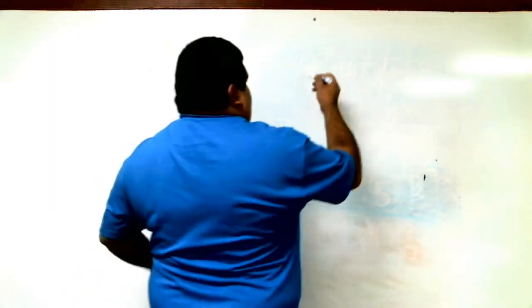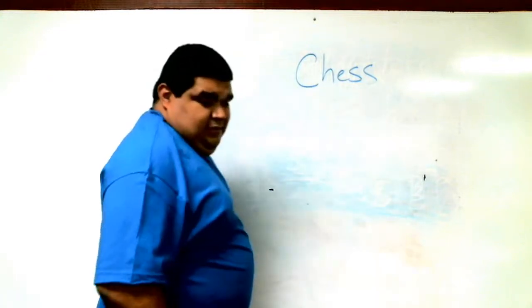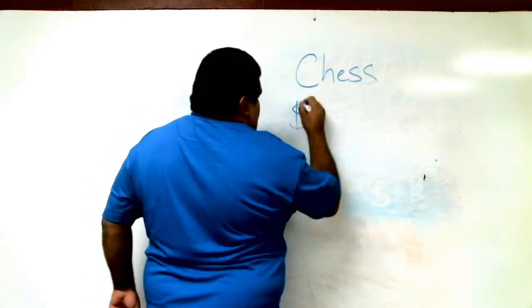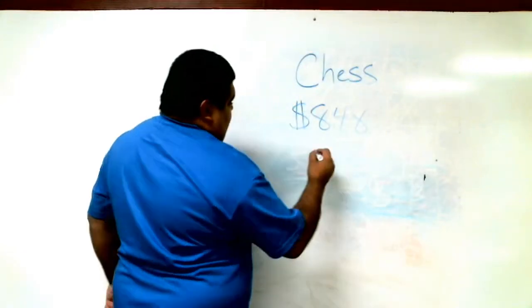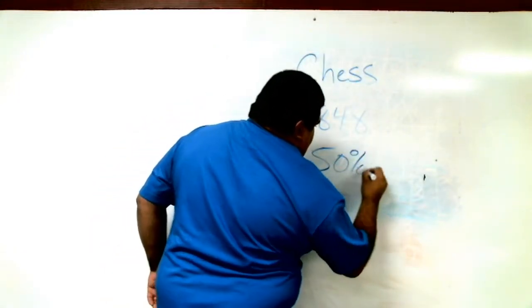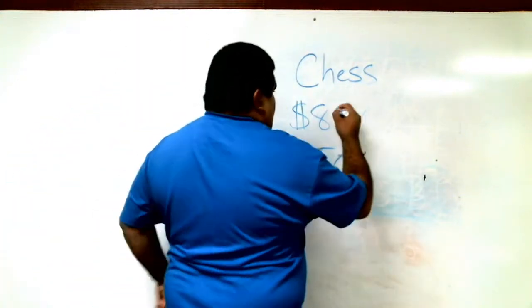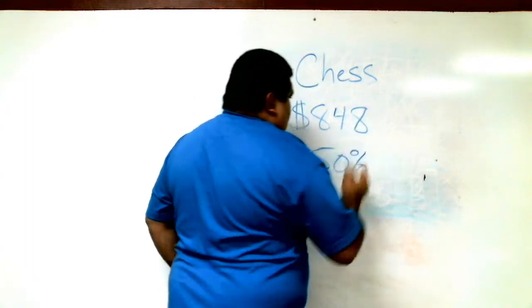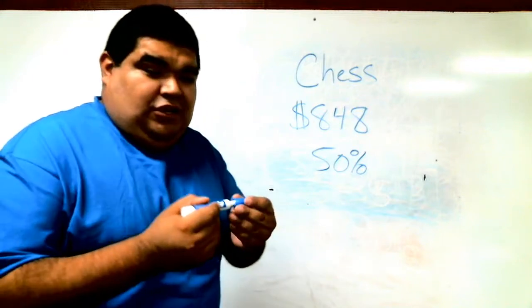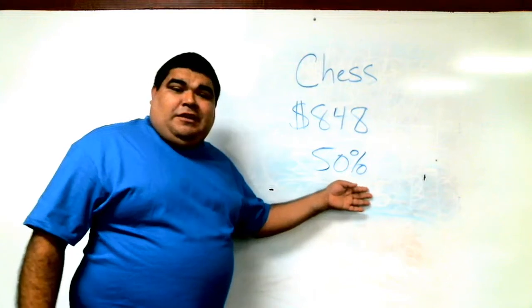Okay, so the chessboard is $848 at 50% off. Okay. All right. So the chess board is 848 with the 50% off.